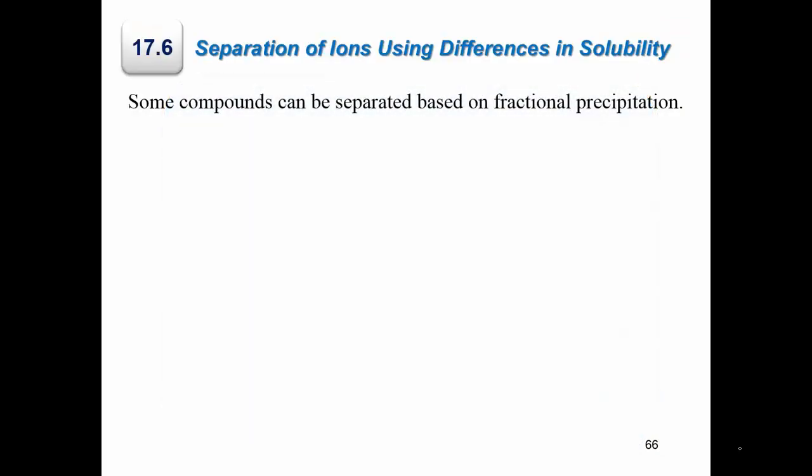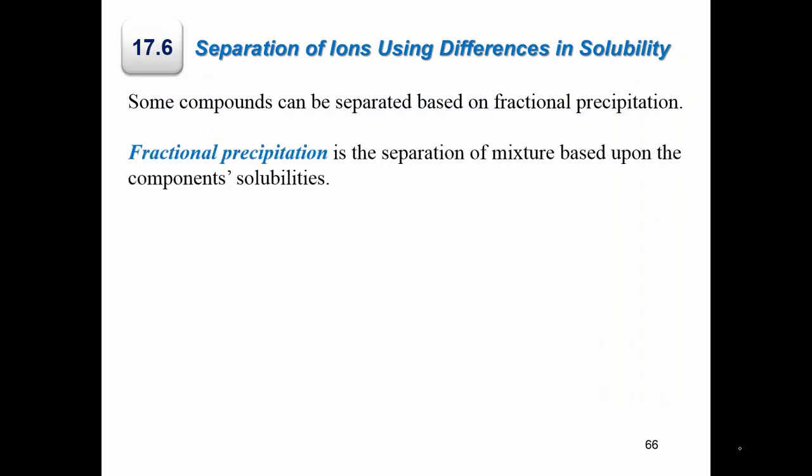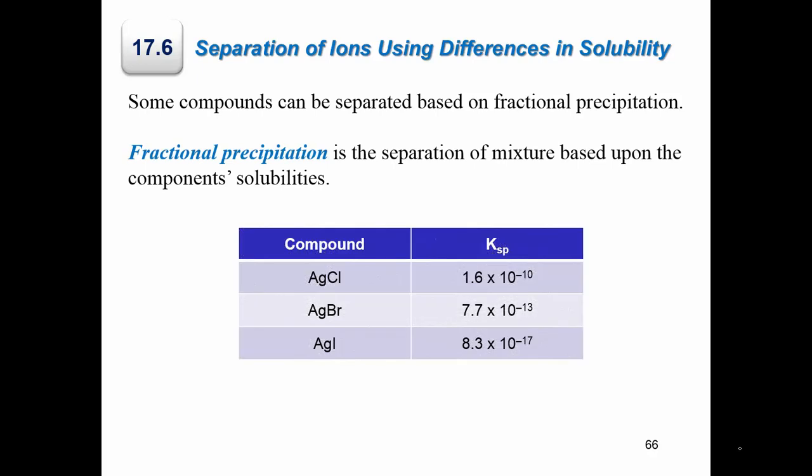We can use a technique called fractional precipitation in order to separate mixtures based on solubility. Now, we use this actually in industry. I was specifically on a job with offshore drilling where we were removing silver from the wastewater. And we used this fractional precipitation in order to reclaim our silver.